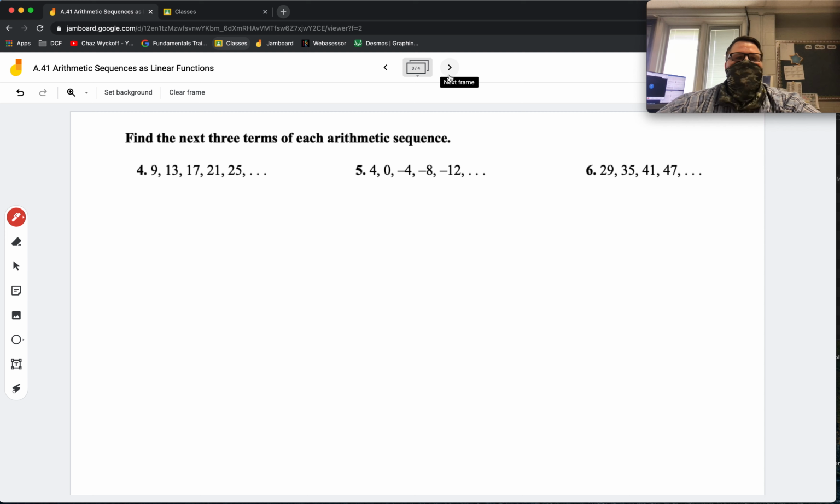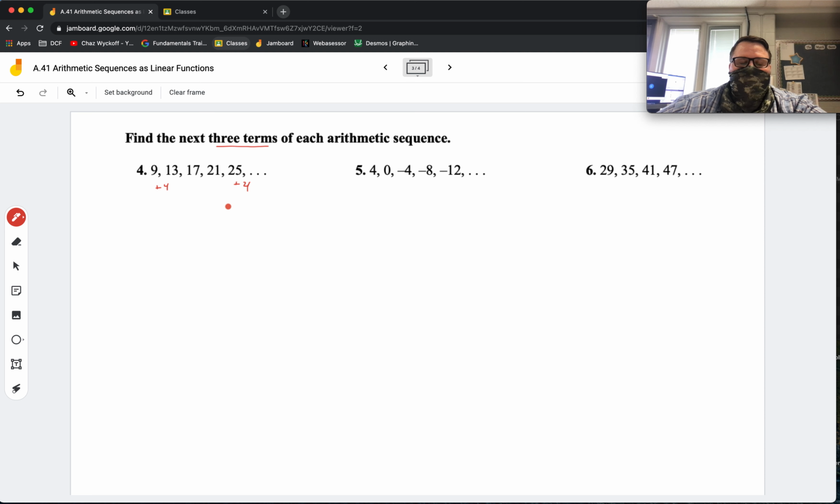Find the next 3 terms in each arithmetic sequence. So what you're going to do here is find what the difference is, and then just finish it out for 3 terms. So 9 to 13, I added 4. So then 13 plus 4 is 17. 17 plus 4 is 21. 21 plus 4 is 25. So all I'm doing is adding 4.